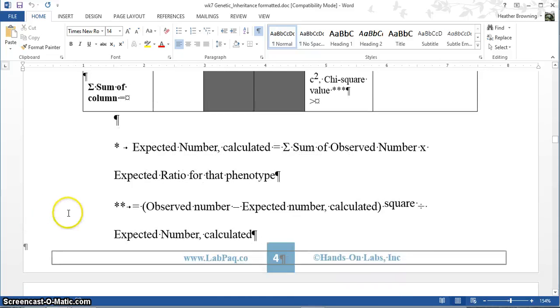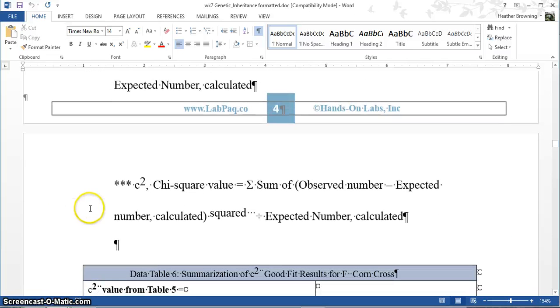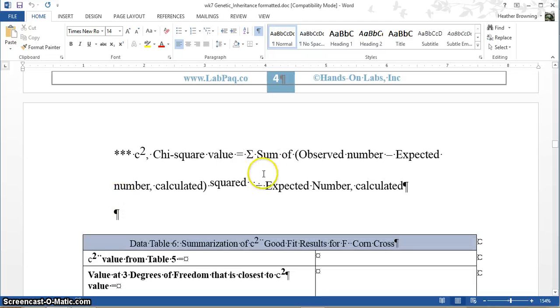That sounds right. Where's the third one? It's the sum of the observed number minus the expected number, squared. Okay, so it's basically that. But we take all of those added together.